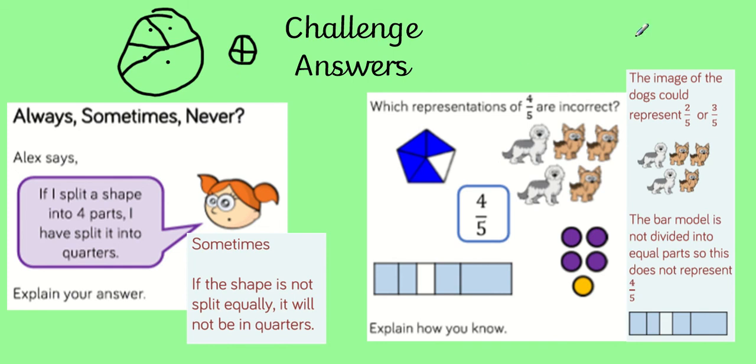Okay, next one then. So the image of the dogs could represent 2/5 or 3/5. So there's 5 things here, but it's not showing us 4/5. And the bar model, it's not divided into equal parts, so it doesn't represent 4/5, even though there are 5 different parts and 4 are shaded in. It's not 4/5 because it's not equal.